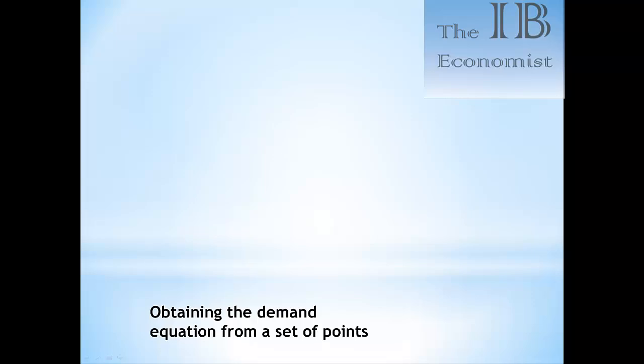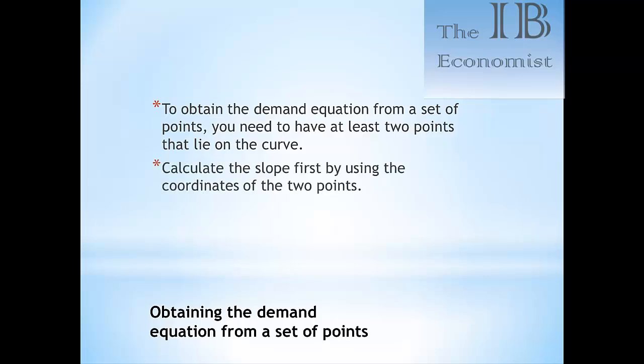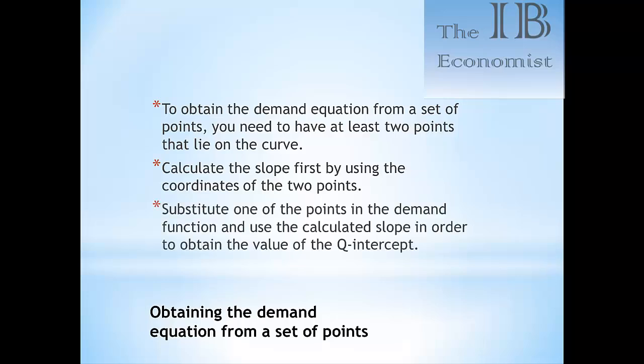The actions that we just performed can be summarized in 3 steps. Number 1, if we want to be able to solve for the demand equation, we must have at least 2 points which lie on the demand curve. Then we can obtain the slope from these 2 points. Once we have the slope, we can substitute in the demand equation one of the points and the slope, and we can solve for the q-intercept. This is our a value.